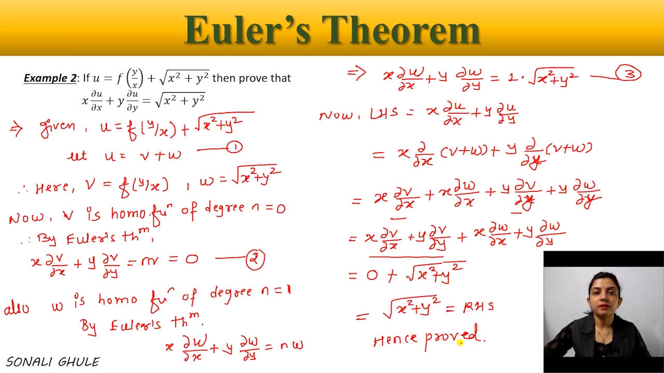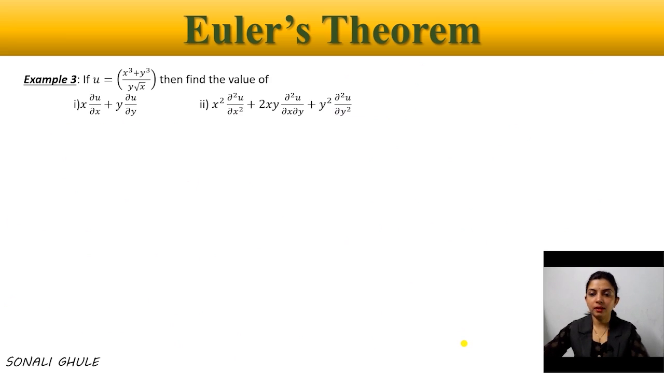So this is how we have to solve the examples based on Euler's theorem. But you can use Euler's theorem only for those functions which are homogeneous. Let's have one more example on this. So here you can see u is equal to x cube plus y cube upon y root x, and we have to find the first order relation as well as the second order relation. Both we have to find. First of all we are going to write the given part. What is given here?